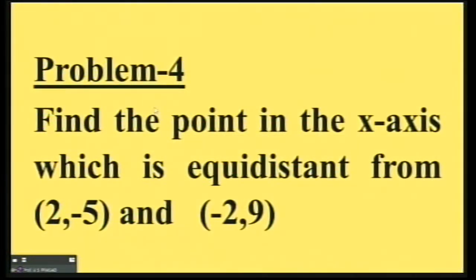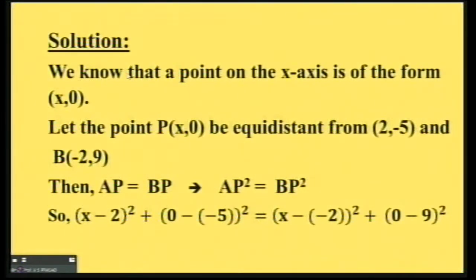Now another important application as a problem we see: find the point on the x-axis which is equidistant from the given 2 points 2 comma minus 5 and minus 2 comma 9. It's a very interesting application actually. We know that a point on the x-axis is always of the form x comma 0 because there is no y coordinate, only x coordinate is there. Normally we denote that point as x comma 0. So if you are able to identify what is that x, you will get that particular point, and after that we will see how it is equidistant from these 2 points.